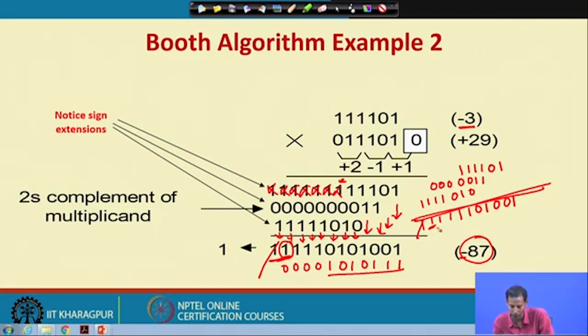But what about the magnitude of this? So, this is 1 1 1 0 1, then all 0 I am getting. So, is it the number 87? No. That means I am not getting the corresponding value of 87. The magnitude is totally different from this. That means I am getting erroneous results if I do not extend this sign at the MSB position.